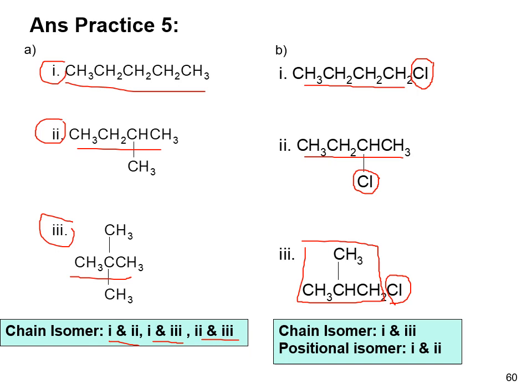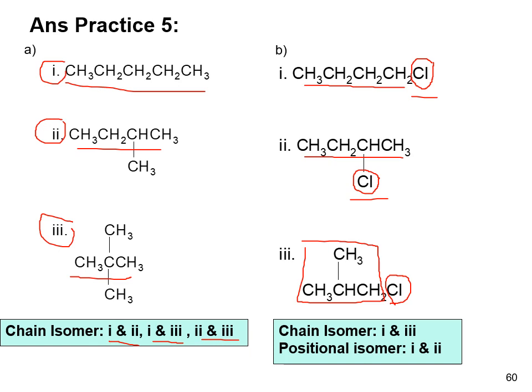Yes, chain isomer is between 1 and 3 because the functional group is still at the same position, but the chain is changed. And then 1 and 2 are positional isomers because the position of the chlorine atom is changed. It is still the same chain, 4 carbon straight line, but the functional group is at position number 1 for structure 1, and then the functional group for structure 2 is at carbon 2.